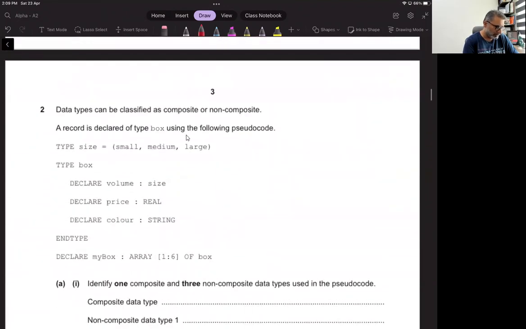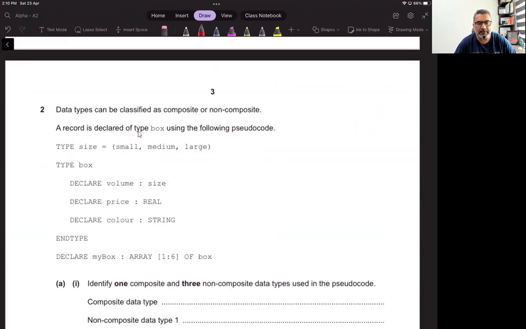Now, question number 2. Data types can be classified as composite or non-composite. Composite are those which are using other data types, whereas non-composite are those which are not using other data types. Like this is a list, enumerations. It does not have any other data type. If you are thinking that these are strings, no, these are not. Had that been a string, they would have been enclosed in double quotation. So there is no double quotation. So this is not a string. This is just itself the value, the constant.